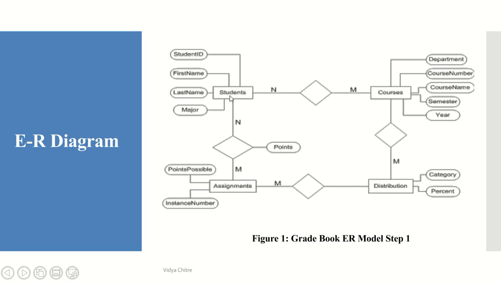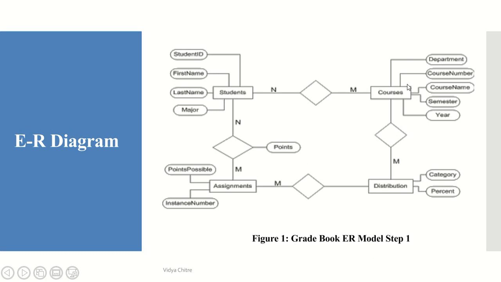Now, when we start with the ER diagram, as we are assuming that you know all the notations of the ER diagram, for every entity we consider a rectangle as the notation. So student is the entity, and for the student entity we have the attributes student ID, first name, last name, and major. Student is shown by the rectangle, whereas all these attributes are shown by ovals, and they are connected to the student entity by links.